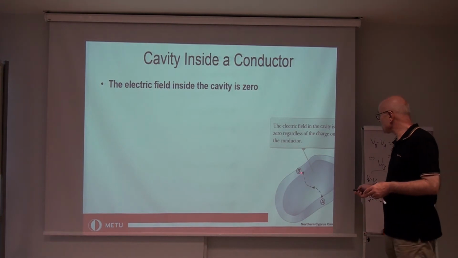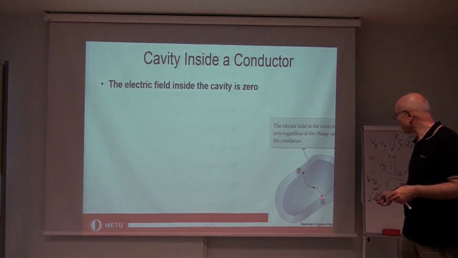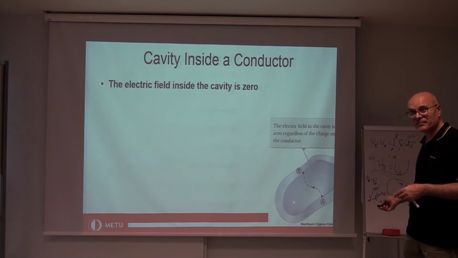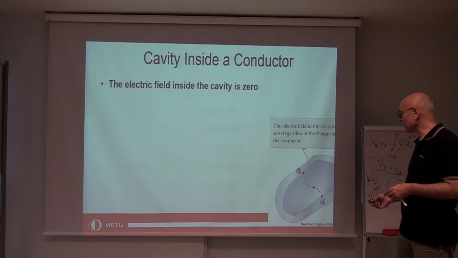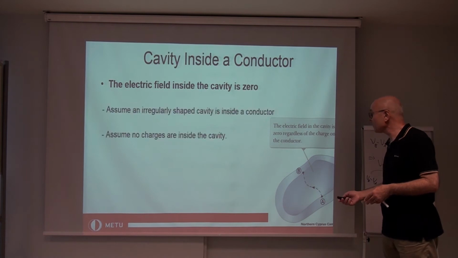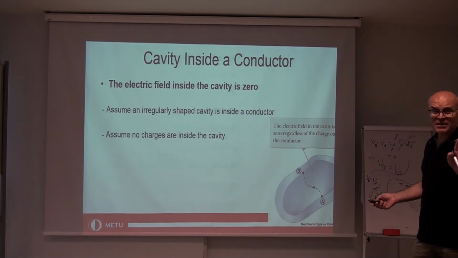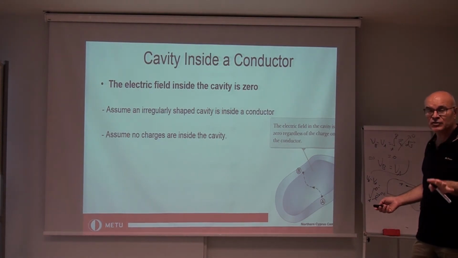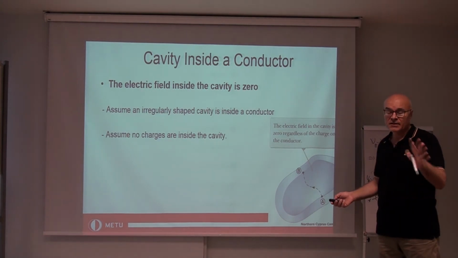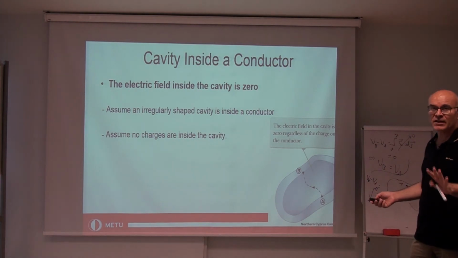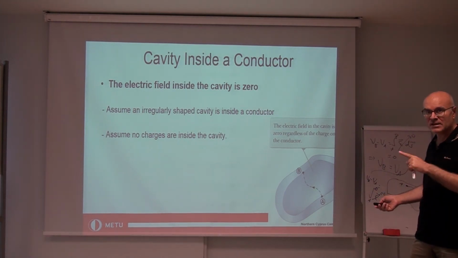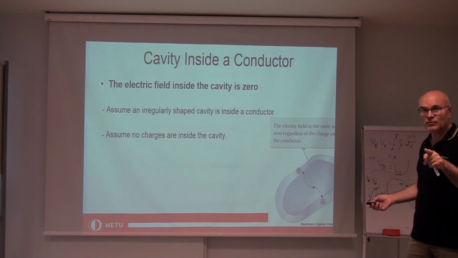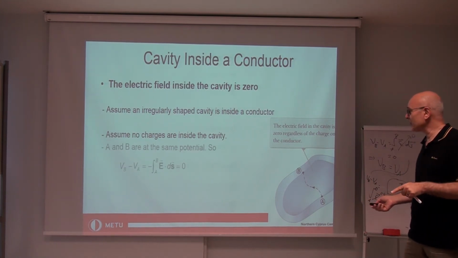For this purpose, I choose 2 points, A and B, which are inside the material of the conductor, but just at the inner surface of the cavity. I connect them by an arbitrary path. Of course, I'm assuming here that there is no charge inside the cavity of the conductor. When you have a charge inside the cavity, as we have seen, things change. But I'm assuming here a cavity with no charge inside it, so the result that I will derive applies only to this particular situation.